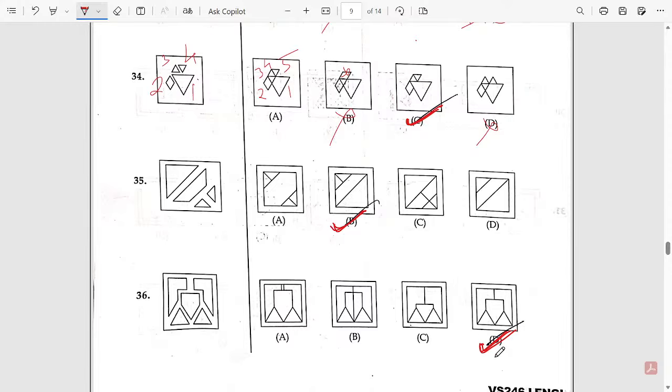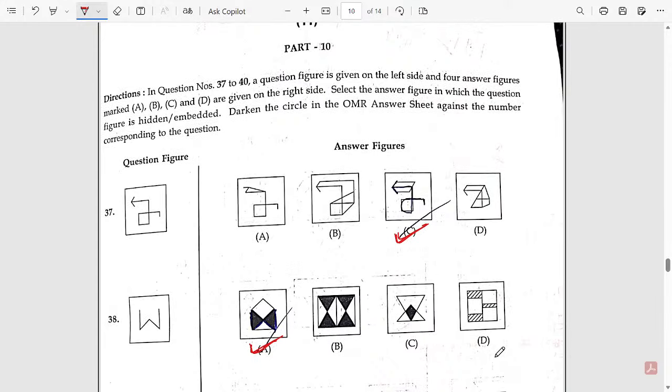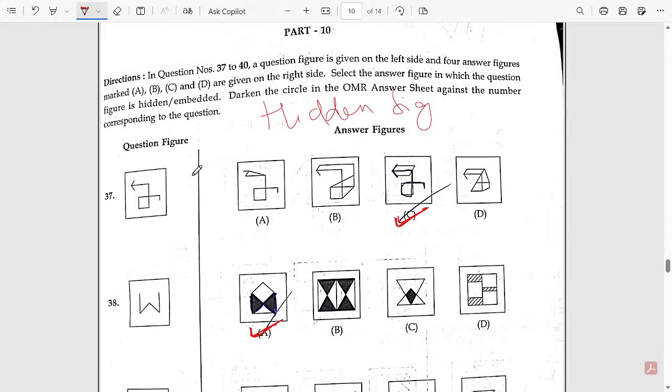Okay, good. Now let's go to the 10th part. The 10th part is embedded figure or hidden figure. We have to find where it is hidden. For question 37, where is it hidden, tell me. In option C it is hidden. Can you see here? This figure is hidden in the C part. And in 38, W is there. W is in option A.